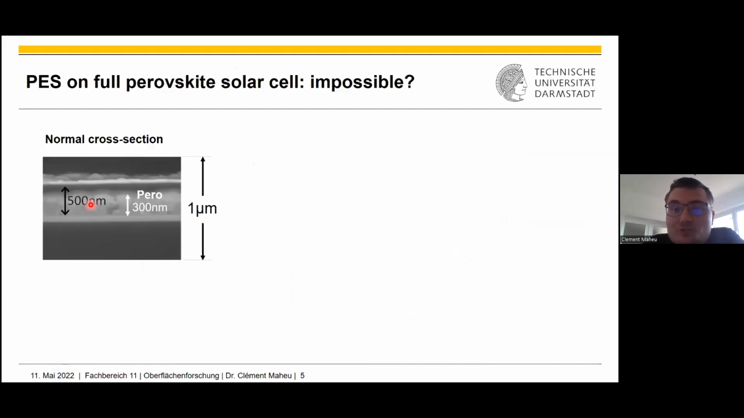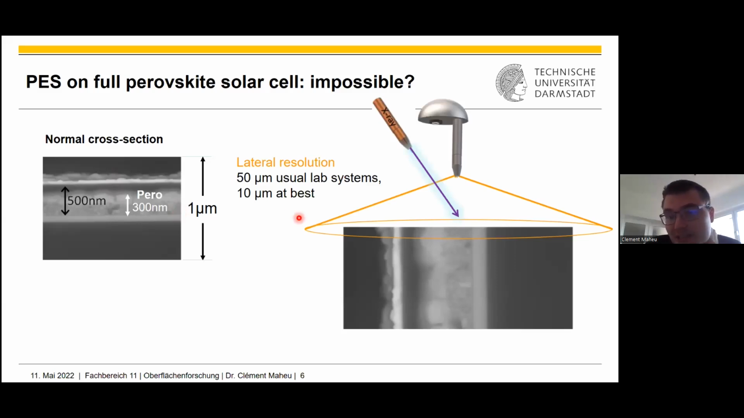So it means that you cannot really measure the absorber of, for instance, a perovskite solar cell, because you have all the thickness, you have your contact materials and so on, and you will not access the absorber. Another way would be to get a normal cross-section with FIB, for instance, and to measure from that. But the second issue with the technique is that the lateral resolution is at best one order of magnitude higher than a standard thickness of your sample. So you will not be able to distinguish the different layers of your perovskite solar cell.